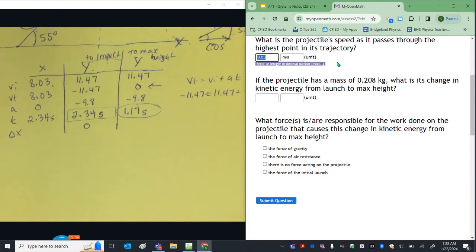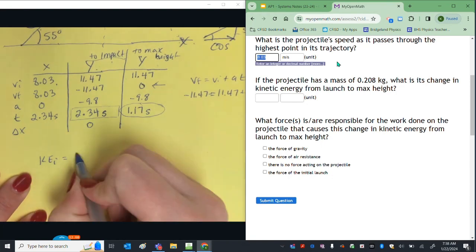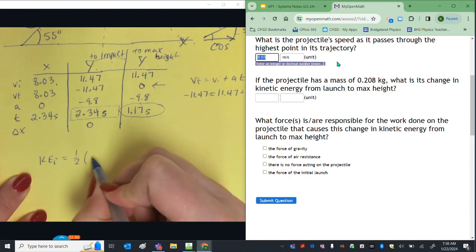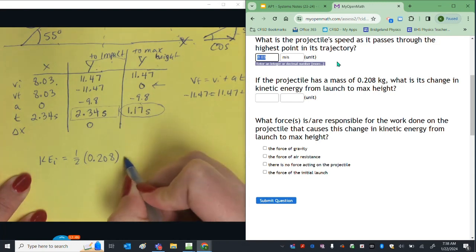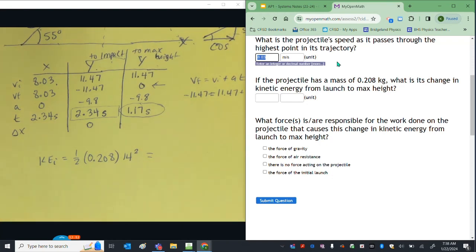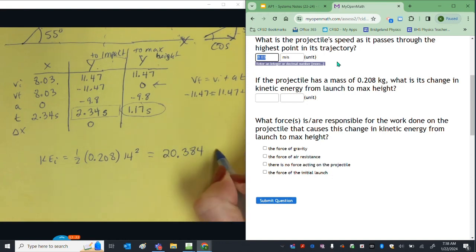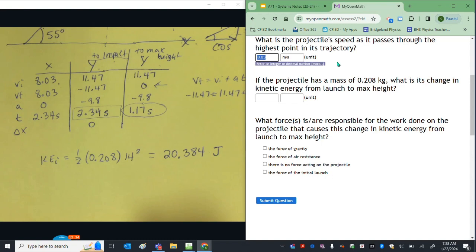I know it's going to be a negative change because I slowed down, but let's go ahead and solve for it. So KE initial at launch is 1/2 times the mass in the question, which is 0.208, times my initial velocity, which is 14 squared. If I go ahead and solve for that one, I get 20.384, and my unit for energy is joules.